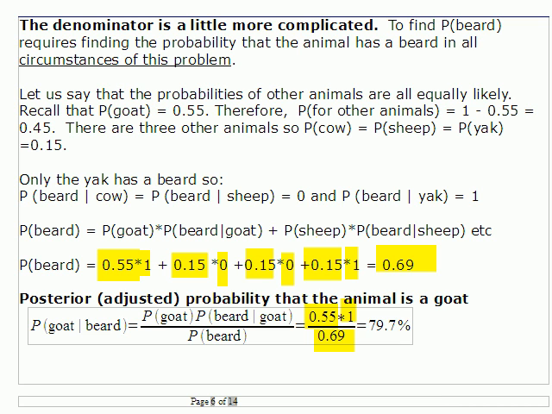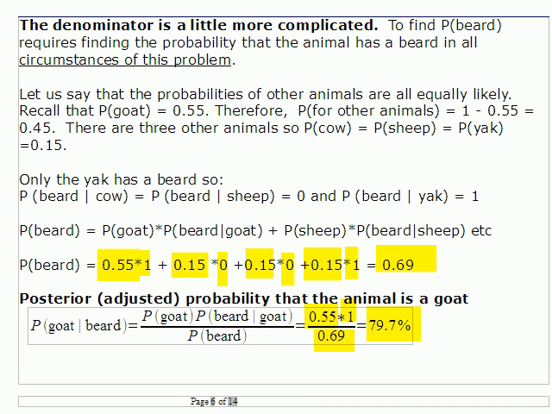Okay, so now the probability that the neighbor bought a goat, given that that animal has a beard, is now about 80%. Previously it was 55%. So you see how I had an initial guess, I got some data, and I adjusted my probability, and that's the basis of Bayes' rule.